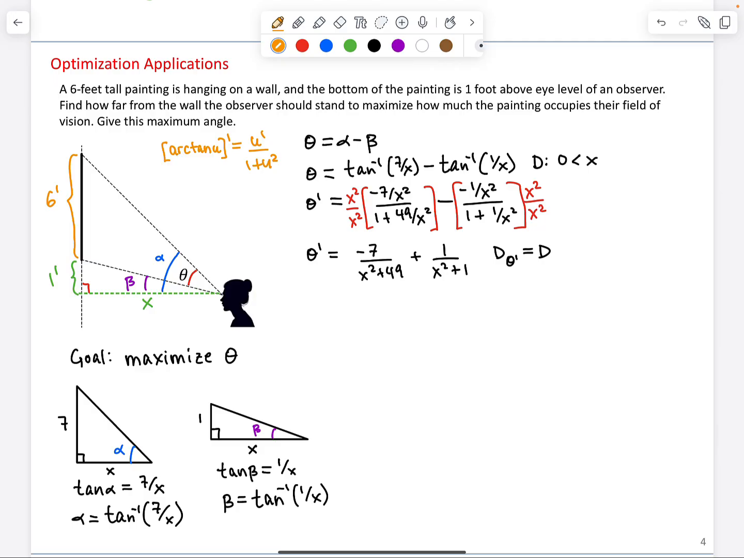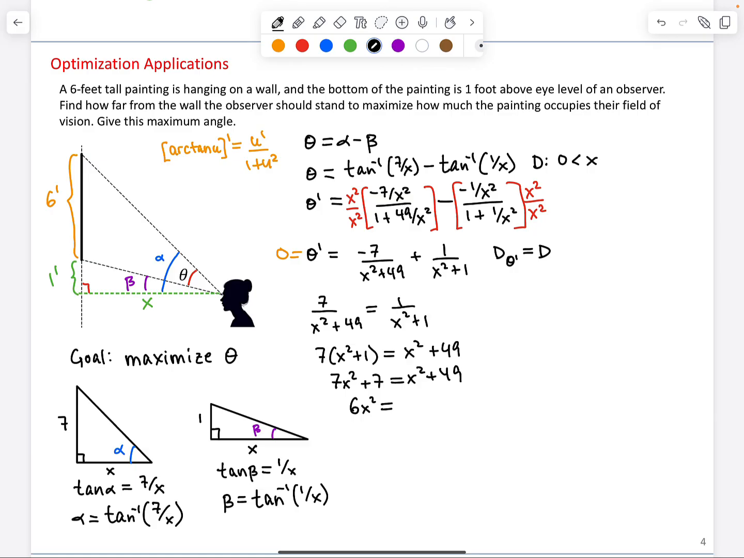So we will set the derivative equal to 0 and solve for type 1 critical numbers. This fraction I will add to the other side. Now I will cross multiply. 7 times this denominator will be equal to x squared plus 49 times this numerator. Distributing, gathering like terms, subtract x squared from both sides and subtract 7 from both sides. Divide by 6 and take a square root and keep only the positive. So we get x must be the square root of 7, which is approximately 2.646 feet. This will be our only critical number.